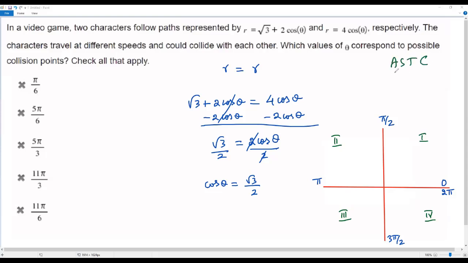What is meant by ASTC? A means first quadrant, S means second quadrant, T means third quadrant, and C means fourth quadrant. Okay, so here we have C for the fourth quadrant, and A means, here for the first quadrant we have A. A means in the first quadrant all trigonometric ratios are positive. Usually we have 3 basic trigonometric ratios, sine, cosine, and tangent, and 3 reciprocal trigonometric ratios, cosecant, secant, cotangent. All 6 trigonometric ratios are positive in the first quadrant. That's why we have A for the first quadrant.